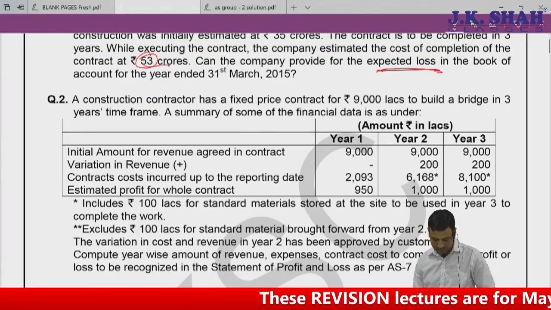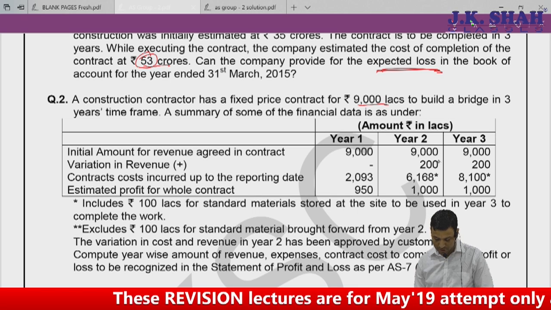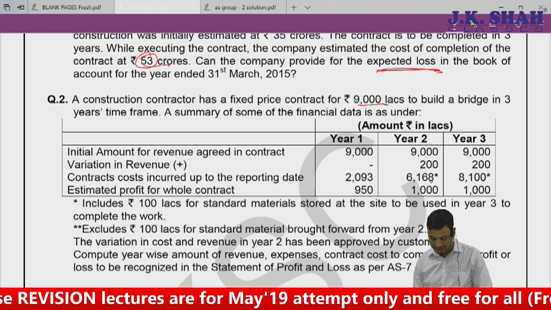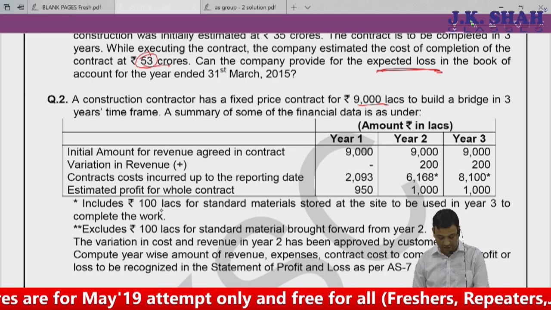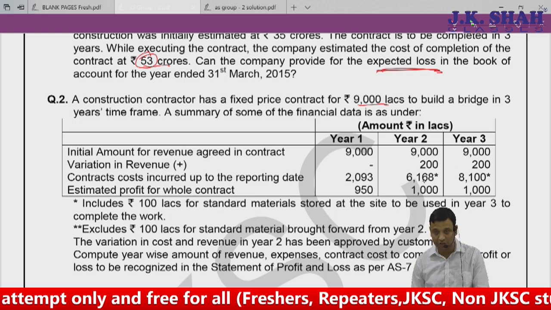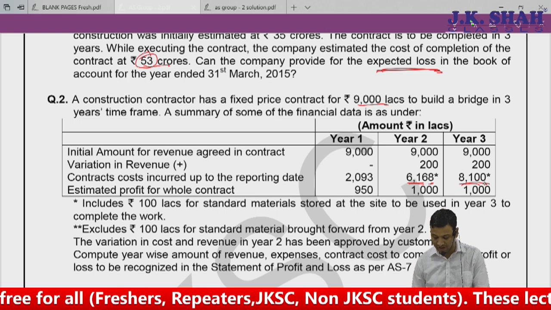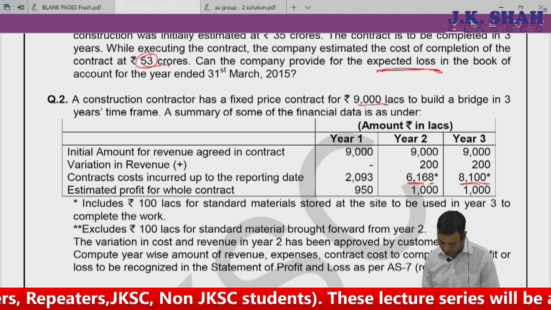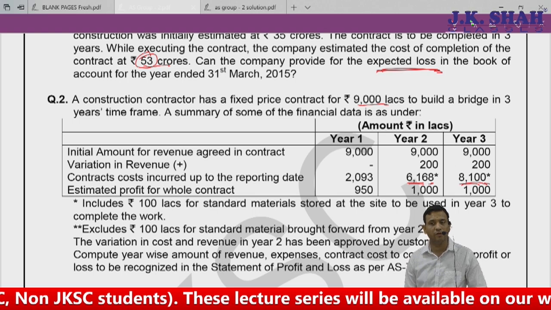A construction contract for a fixed price contract of 9,000 is to build a bridge in 3 years. Summary is given. Initial 9,000, 9,200, 9,200. There is nothing but variation. The costs have been incurred: 2093, 6168, 8100. Estimated profit for whole contract 950, 1,000. Includes 100 lakhs of standard materials stored at the site to be used in year 3 to complete the works. Means this actual cost is not 6168, it will be 6068. Excludes 100 lakhs of standard material, means this is not 8100, it will be 8200. Okay, so the variation in cost and revenue in year 2 has been approved by the customer. We have to find out what will be the contract cost, contract revenue, and of course profit and loss.